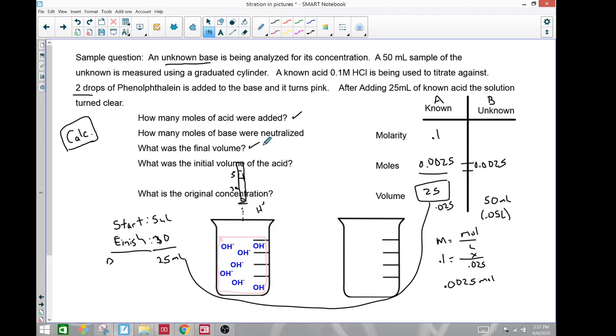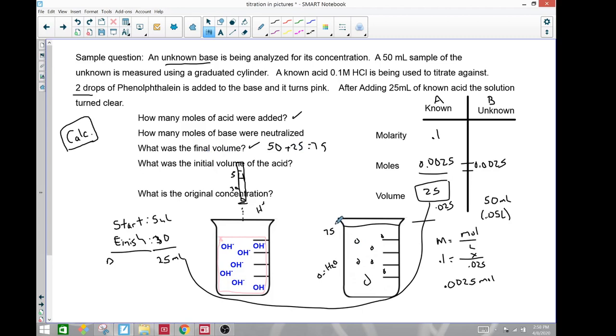Okay. What was the final volume? Well, I started out with 50 in this beaker, and I added 25 to it, which gives me 75 total at the end. So in the end, I got a larger volume, and there's just a bunch of waters. There's 1, 2, 3, 4, 5, 6, 7. There's 7 waters that were produced. Those are my waters. So this equals H2O.